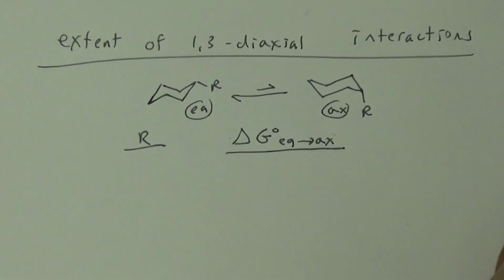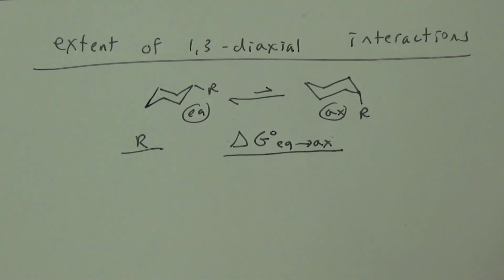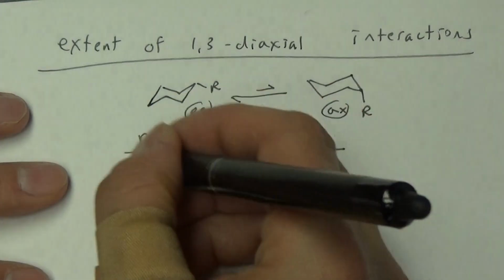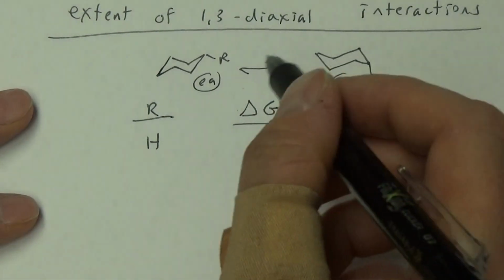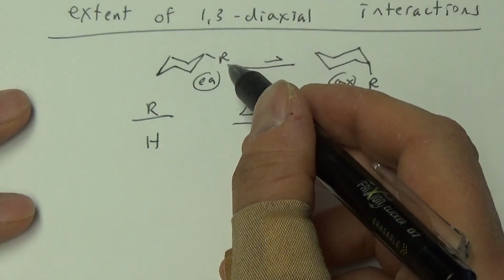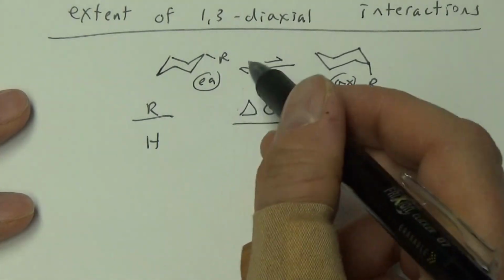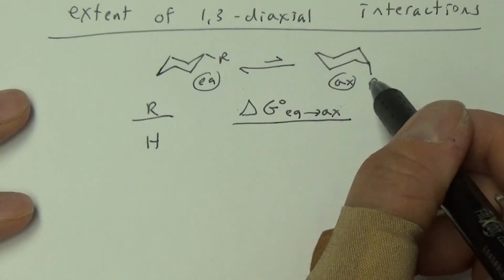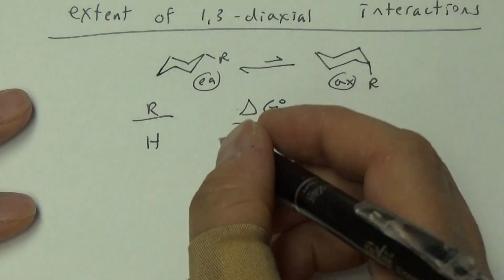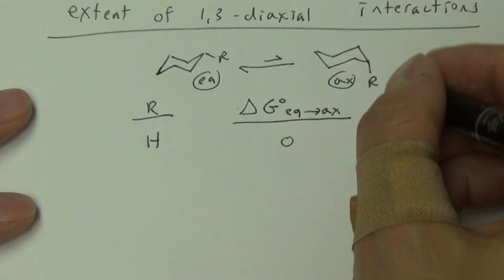Alright, cool. So, what are the numbers? First is H. Of course, you should be able to predict that number because if R is H, well then there's no difference, because you already have two H's there. CH2 to CH2, there's no difference, so this is 0. These are all kilocalories per mole.